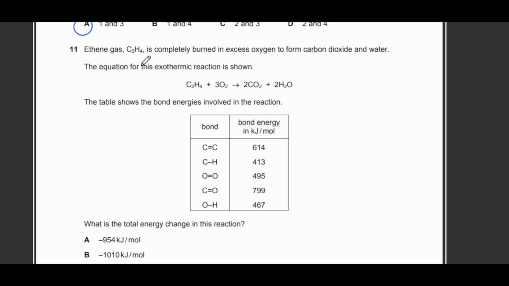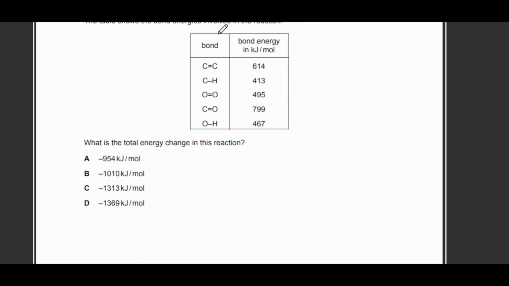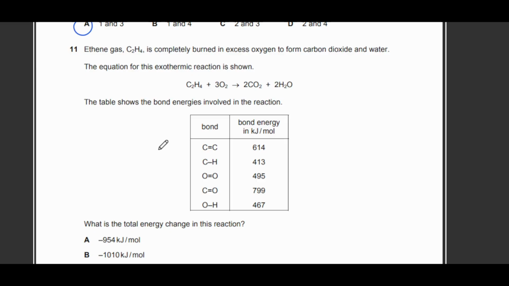Okay, ethane gas is completely burned in excess oxygen to form carbon dioxide and water. The equation for the reaction is shown. The table shows the bond energies involved in the reaction. What is the total energy change in the reaction? Okay, so how do you do this? It's basically you just want to tally up all the bonds on the left side and you subtract it from the right side. So you just want to know the difference between the product and the reactant.